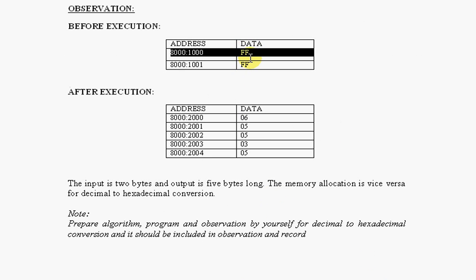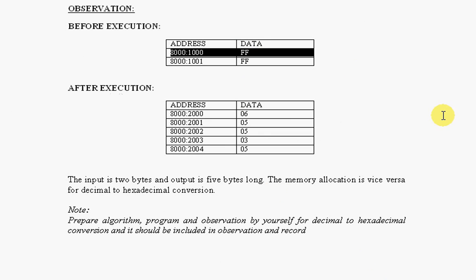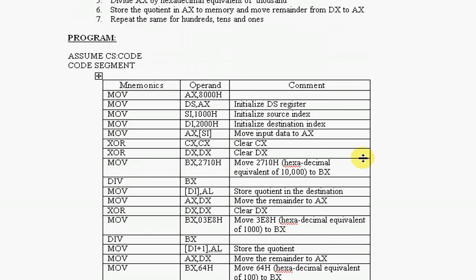Look at this example: you have FF and FF. The output could be 06, 05, 05, 35. Here the arrangement is something like big endian. If it were originally little endian, what would happen? The 05 should be in 8000, 2000, but you are following big endian. It is better to go with little endian. If you have any idea, you can change these memory allocations.